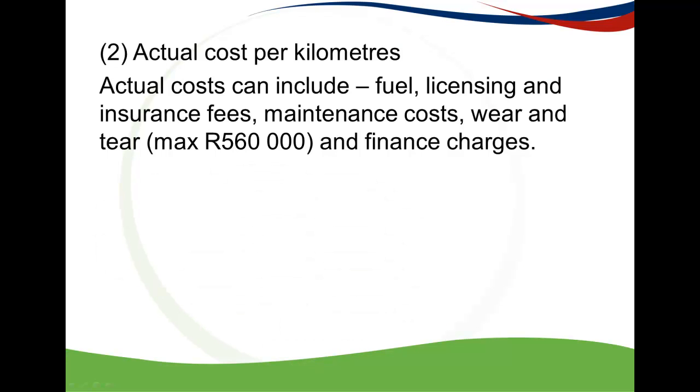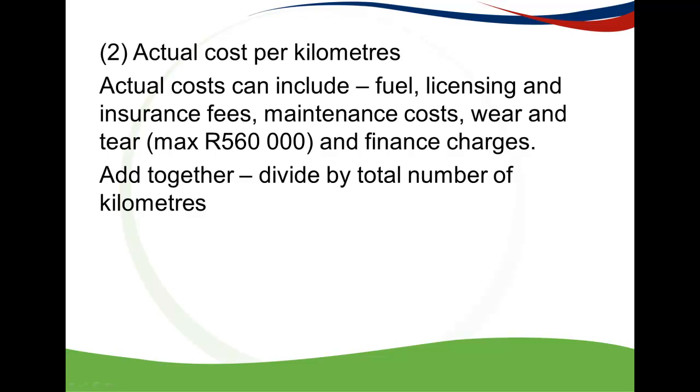Important thing to note here is that the wear and tear is of a maximum of 560,000 Rand. So that means if your vehicle, for example, costs 700,000 Rand, your wear and tear is only 560 divided by 7, which is the period of the vehicle that we use to go and calculate the wear and tear allowance for every year. We add all of these costs together and then we divide it by the total number of kilometers to get to an actual cost per kilometer. Okay, so we need to go and do this to make it comparable to the deemed cost per kilometer, which we are going to go and calculate in step number 3.